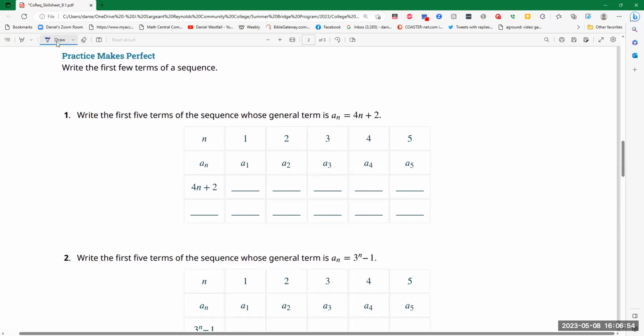It's going to be a little trickier in a couple examples when they ask you to go backwards, but we'll get there. So this one is going to be 4 times 1 plus 2, 4 times 2 plus 2, 4 times 3 plus 2, 4 times 4 plus 2, and 4 times 5 plus 2. 4 plus 2 is 6. 8 plus 2 is 10. 12 plus 2 is 14. 16 plus 2 is 18. And 20 plus 2 is 22.